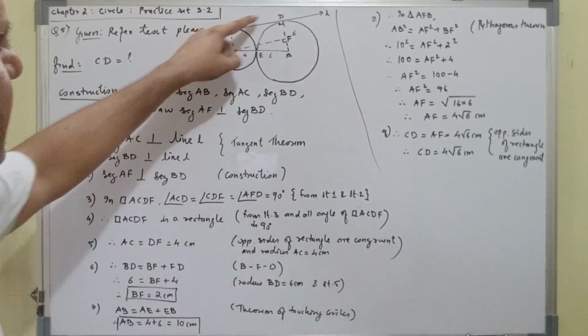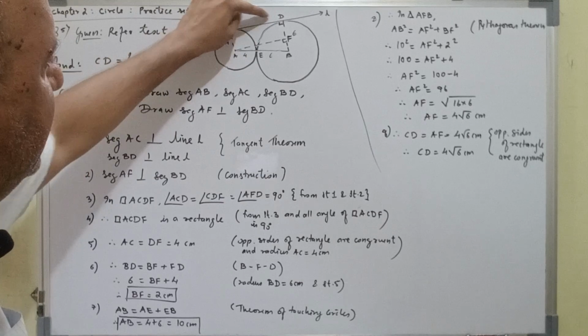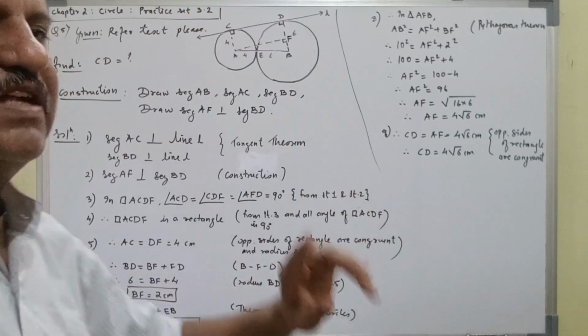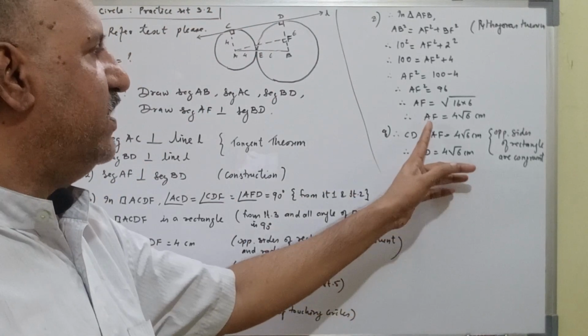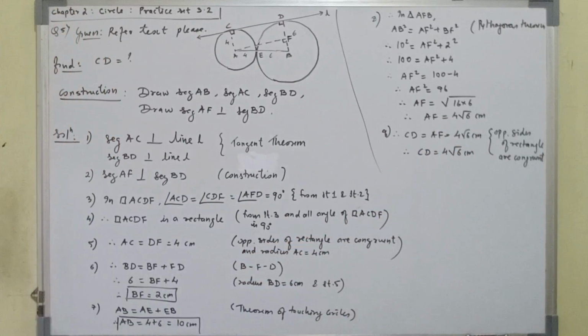Now if ACDF is a rectangle, then this DC or CD will be equal to AF. Opposite sides of a rectangle are congruent. So if AF is 4 root 6, CD also becomes 4 root 6. So that we complete this question.